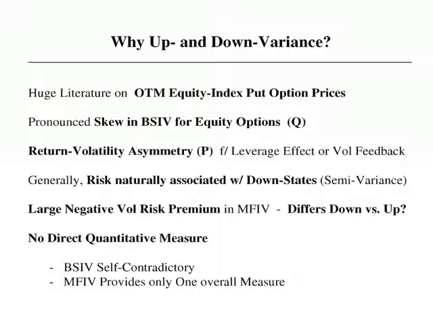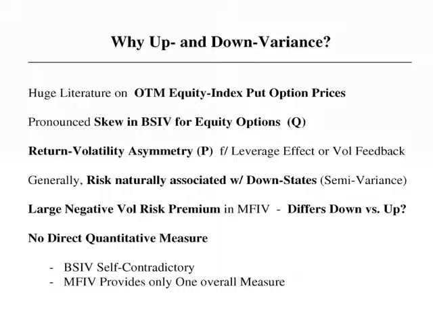So this large negative volatility risk premium we've seen, does it differ on the downside versus the upside? And Tim really didn't directly address that. He kind of looked at the total premium, how it varied with the levels. I'm just going to directly measure, is it priced differently on the upside and the downside when these things happen?